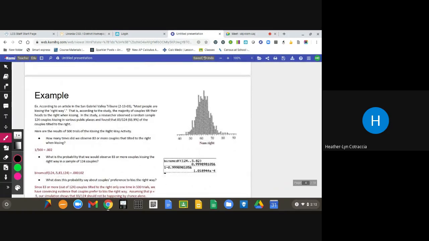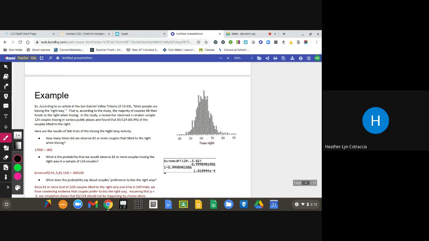Okay, so here's an example, which I think is really cool to see the simulation piece here. There was an article in the San Gabriel Valley Tribune in 2003, which was forever ago. But anyways, they were looking to see if most people kiss the right way. And what they mean is when they go in for that kiss, they lean their head to the right. That's the kissing the right way.